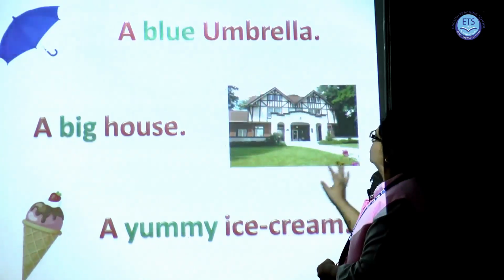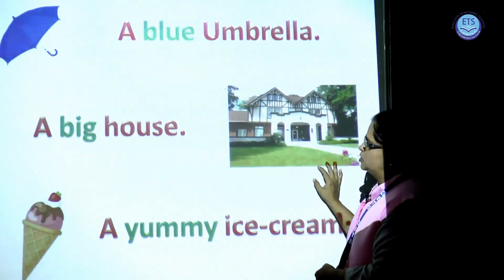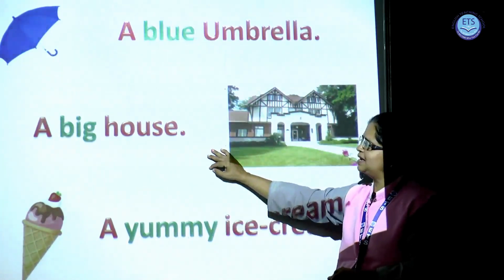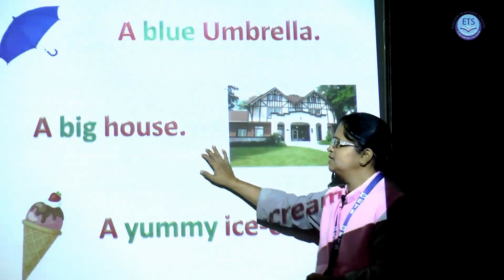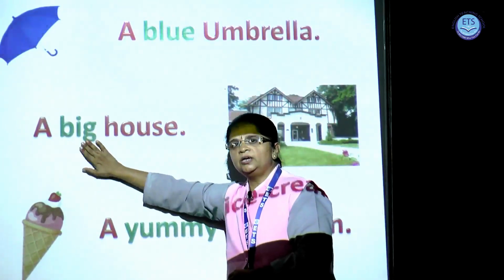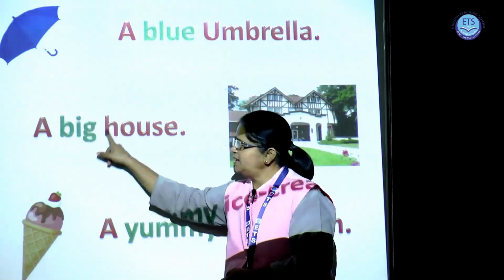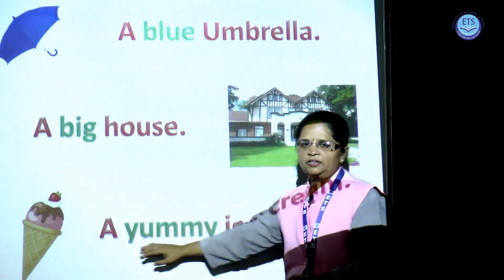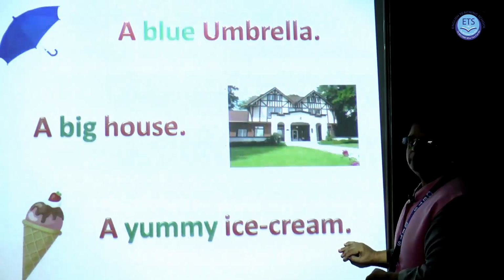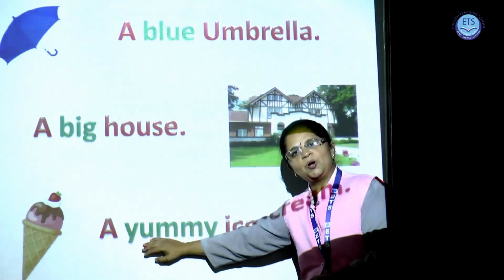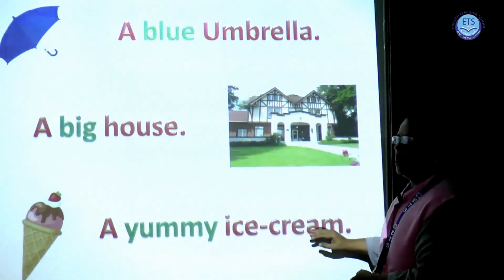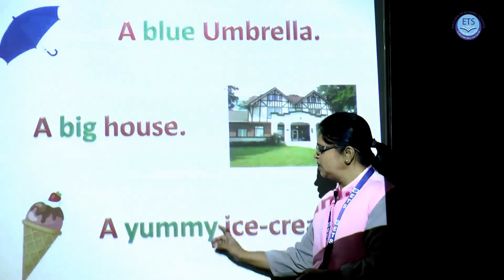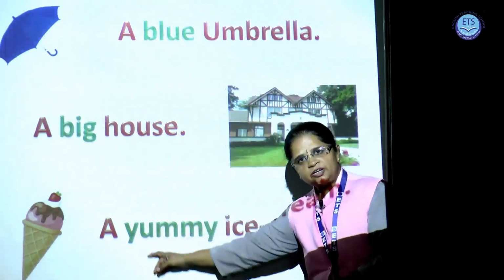Here you find a house which is very big. So, a big house. What does the house tell us? How is the house? It is big. So, here again big becomes an adjective. A yummy ice cream, which is loved by everybody, especially our small kids. So, how is the ice cream? Ice cream is yummy. So, yummy becomes an adjective.